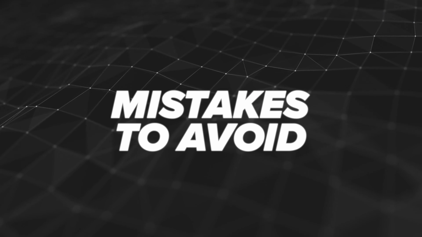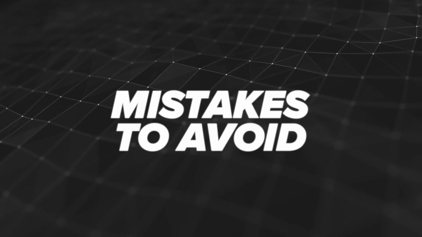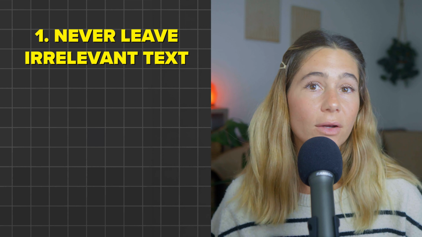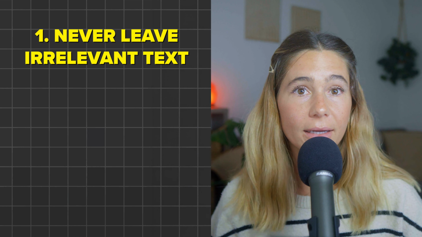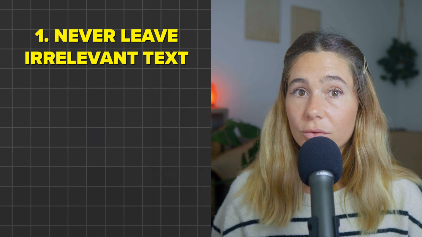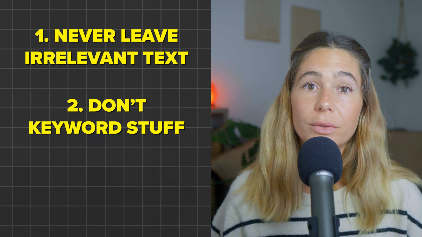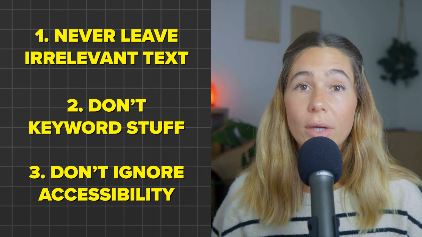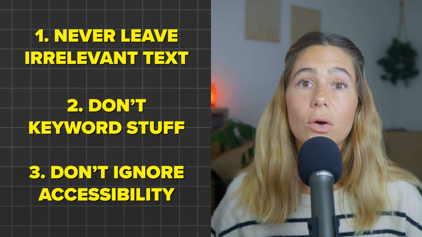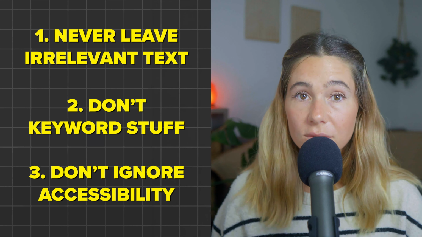Now, before we wrap up, let's talk about a few mistakes to avoid when using auto alt text. Number 1 is never leave irrelevant text. If Metricool writes something that does not make sense, edit it. Wrong descriptions can actually confuse the algorithm. Number 2 is don't keyword stuff. Alt text should read like a natural sentence, not a list of keywords. Number 3 is don't ignore accessibility. Remember that alt text is still used by real people with screen readers, so keep it useful, not spammy.